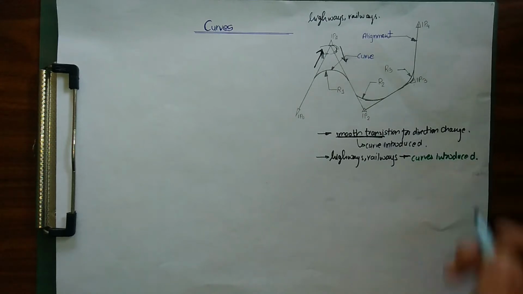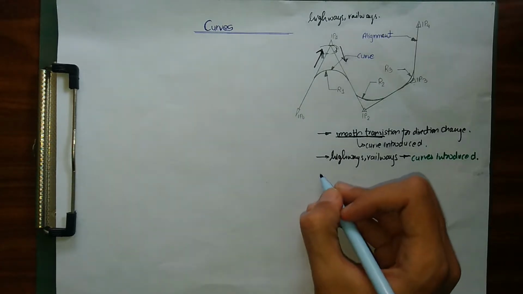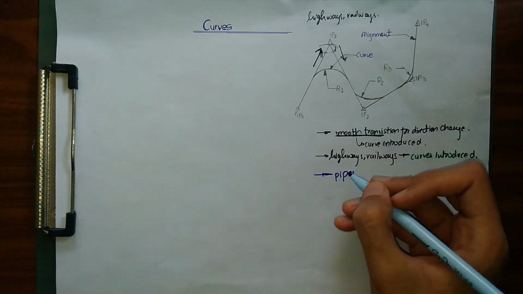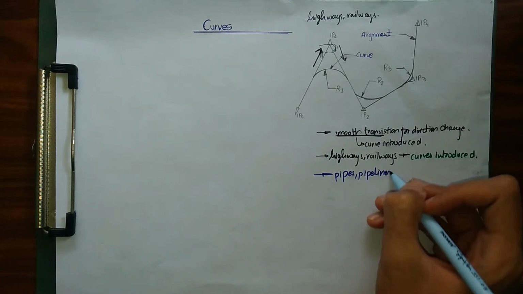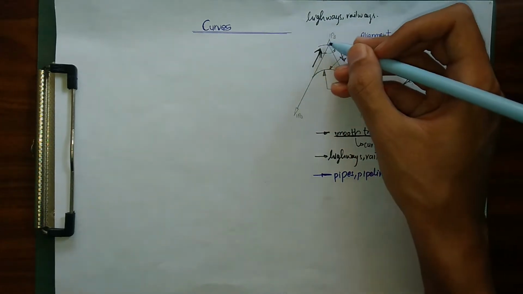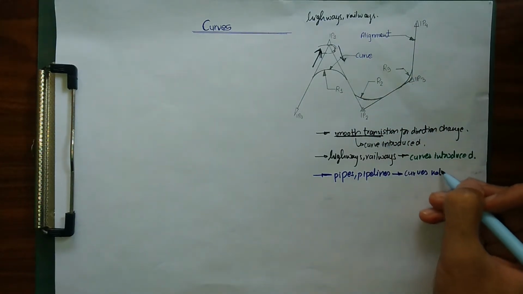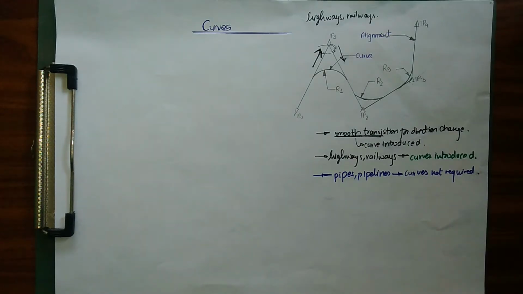So is a curve necessary for every transition? The answer is no. If we have pipes, or pipelines, and if we have such an alignment for our pipes or pipelines, in that case curves are not required, because we do not need any sort of smooth transition for our pipes and pipelines. We only need our smooth transition for our roads or railways.